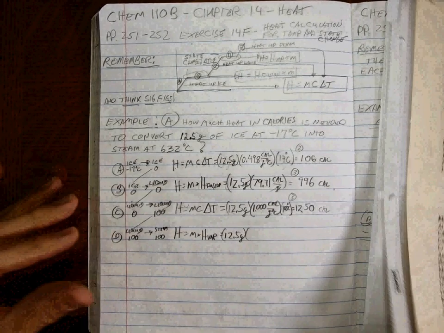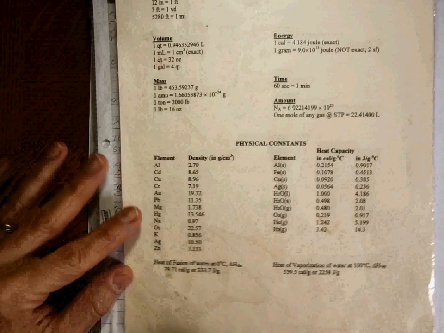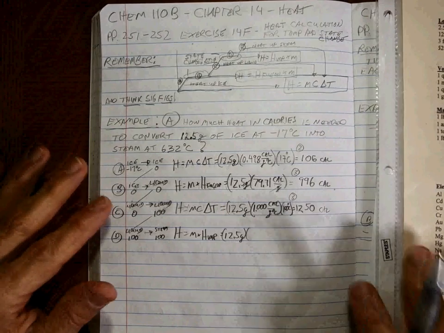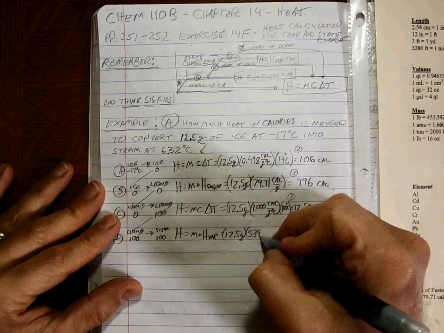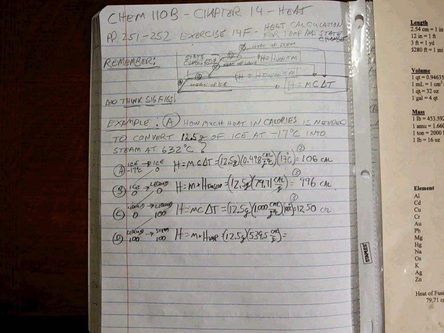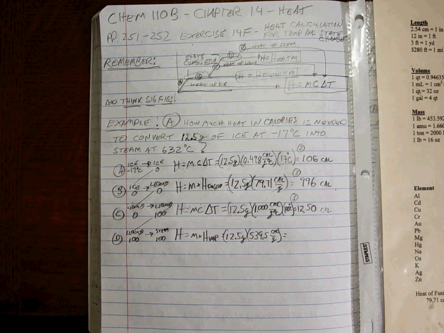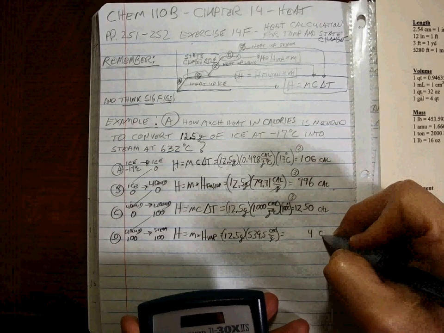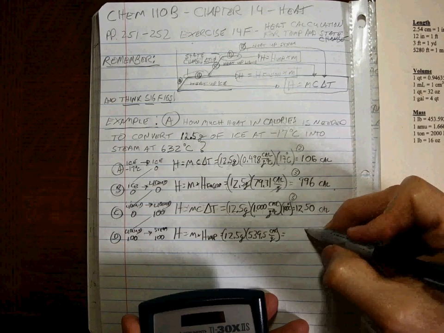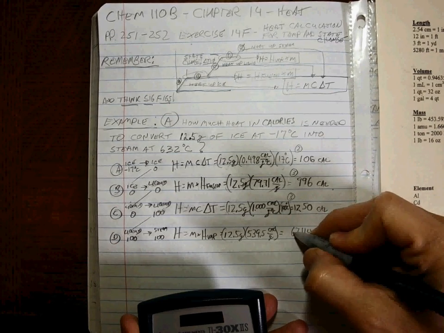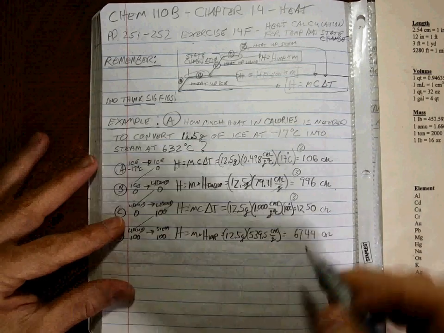Have to use the heat of vaporization times the mass. 12.5 grams. What is the heat of vaporization? In calories per gram, 539.5 cals per gram, and again to 3 sig figs here. Let's see, 4, 7, 6. Okay. 3 sig figs.